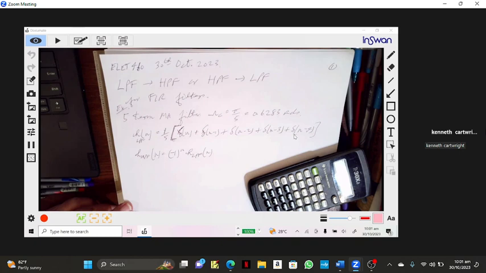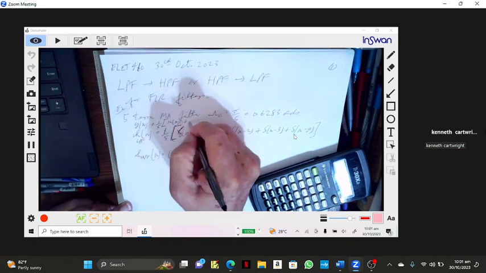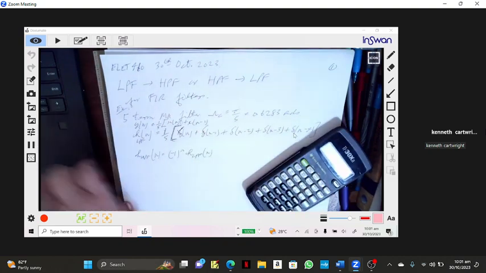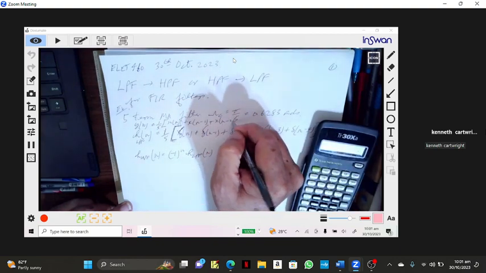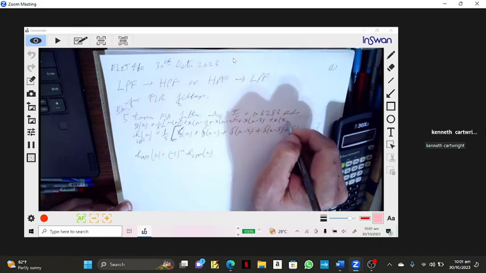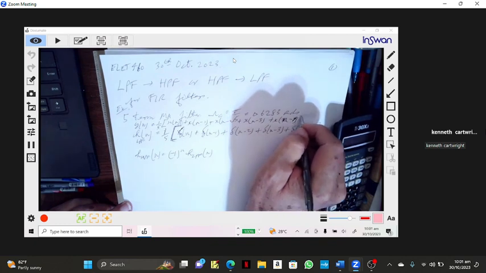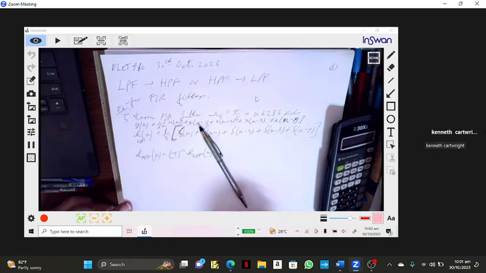So we know then that the impulse response is as shown, because the difference equation was this. That was the difference equation.